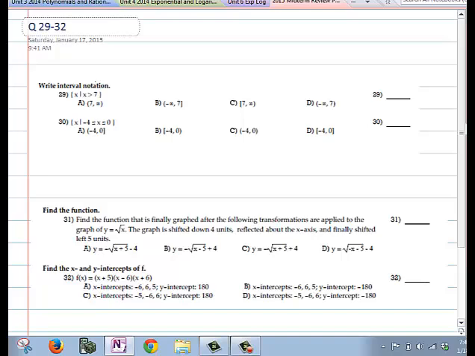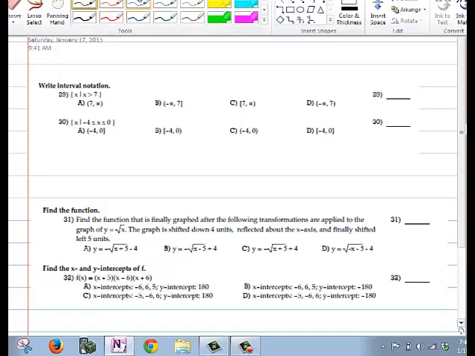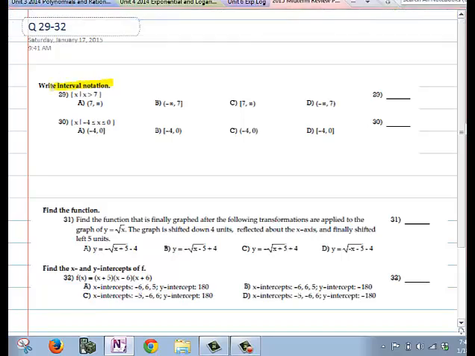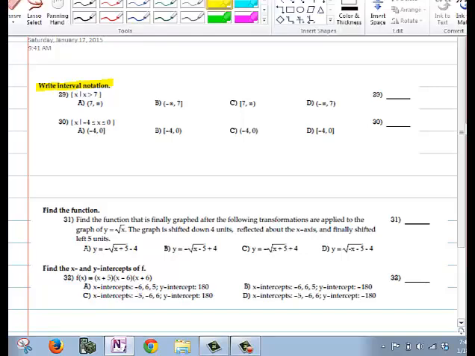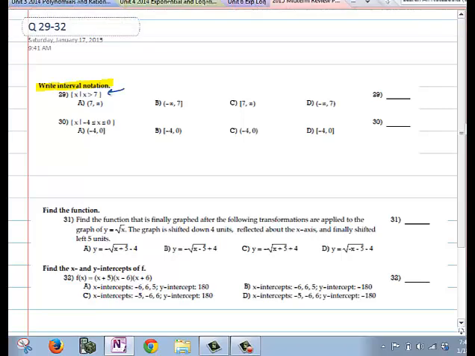So here we go with writing interval notation. This should be pretty easy. These are some of the first few problems we did of the year. This is basically you just want to write in set builder notation. It says to write interval such that x is greater than 7.